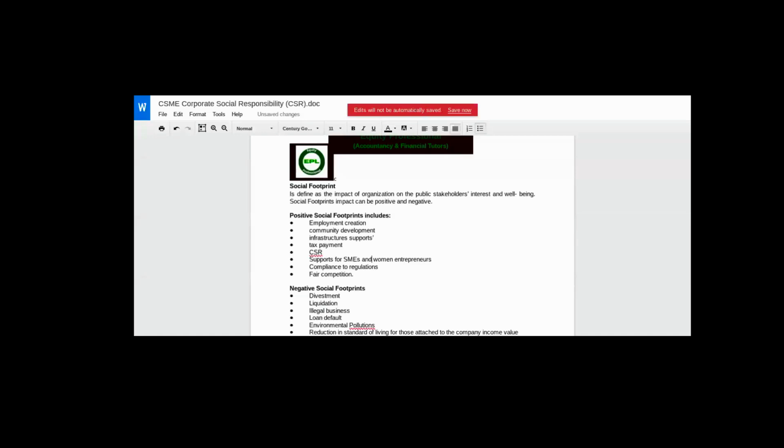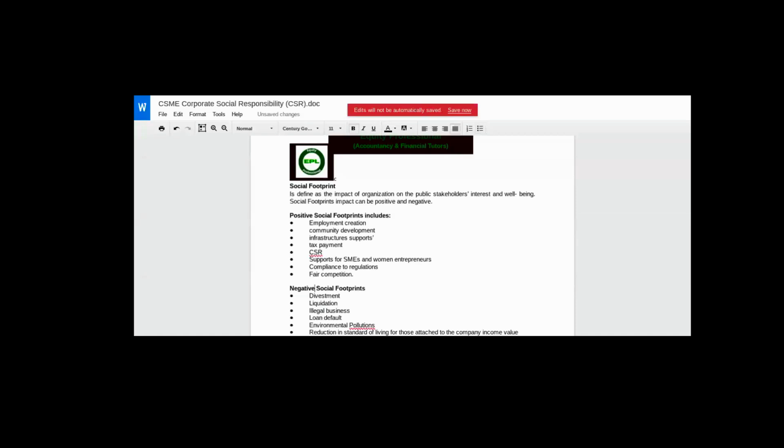Another positive social footprint is compliance to regulations. Being law-abiding is positive, and so is fair competition. All this is good for the company. It will boost their image, build their business, financial strength, and association with the public.